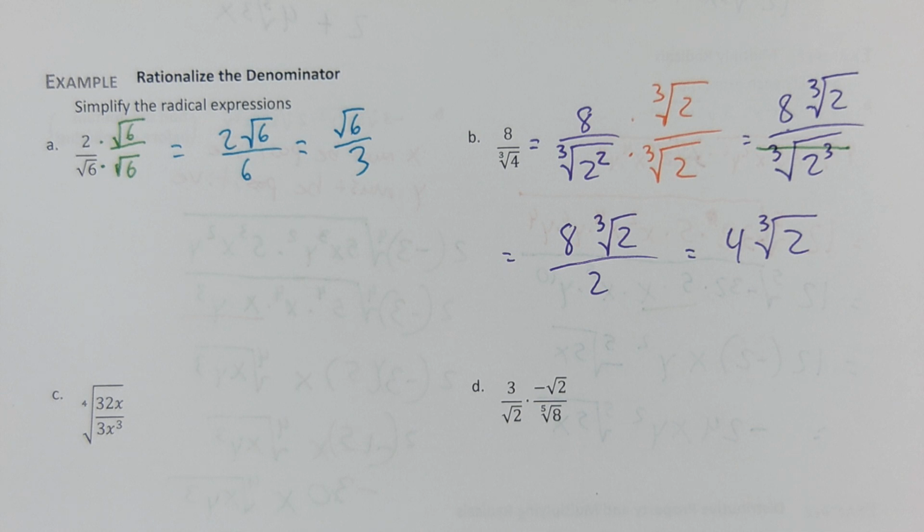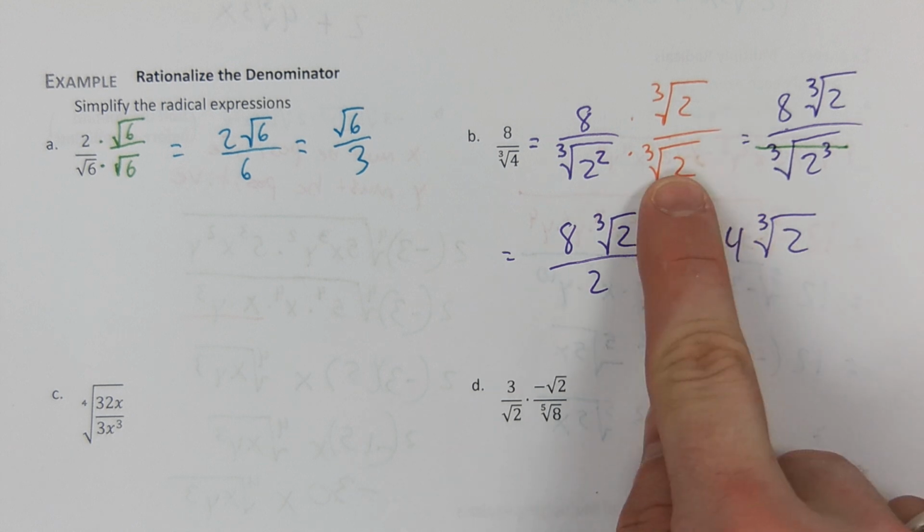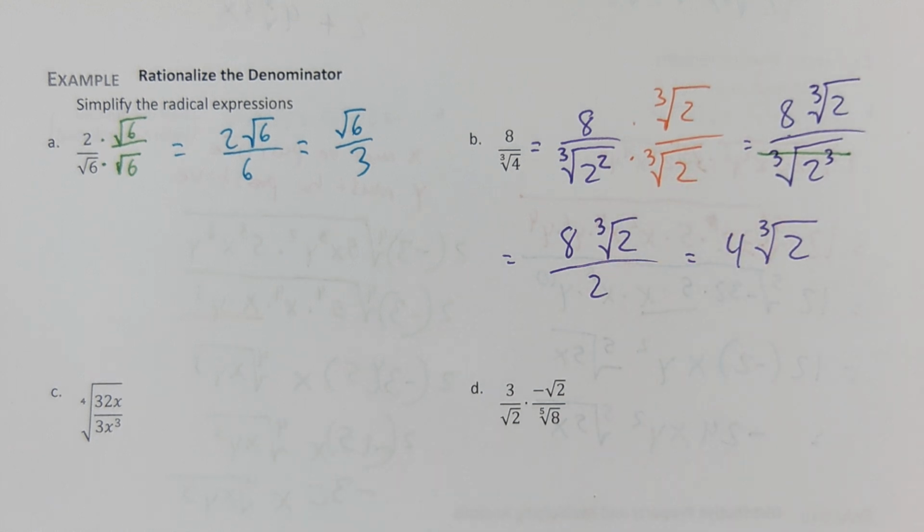Cube roots cancel third powers. 4 happens to be a second power. We just needed one more 2 underneath that radical to satisfy the radical. So we gave it one more. But whatever we do to the bottom, we have to do the top.